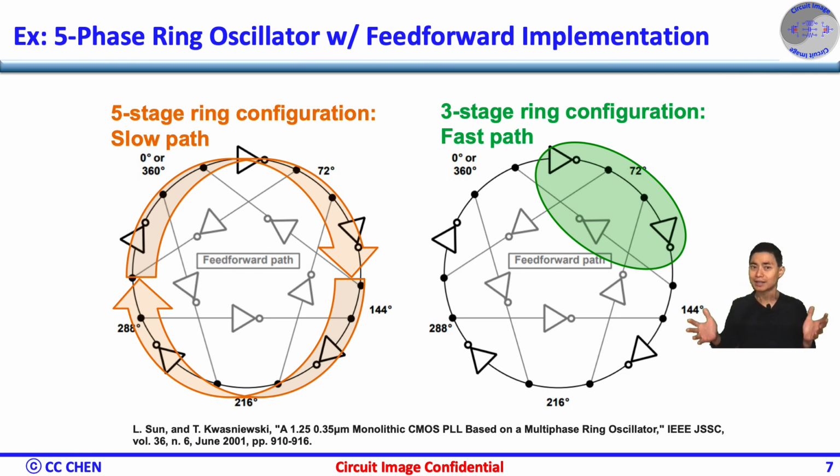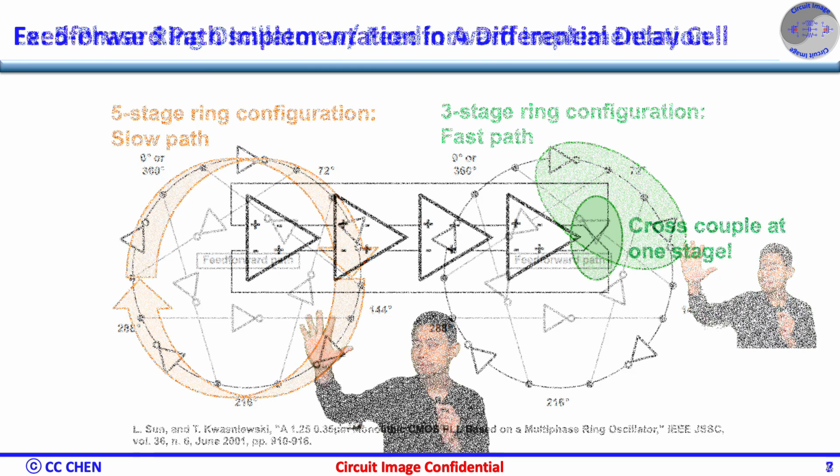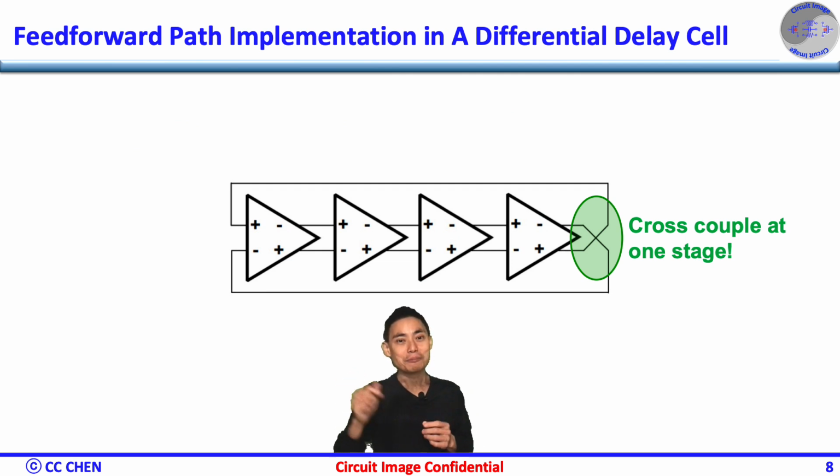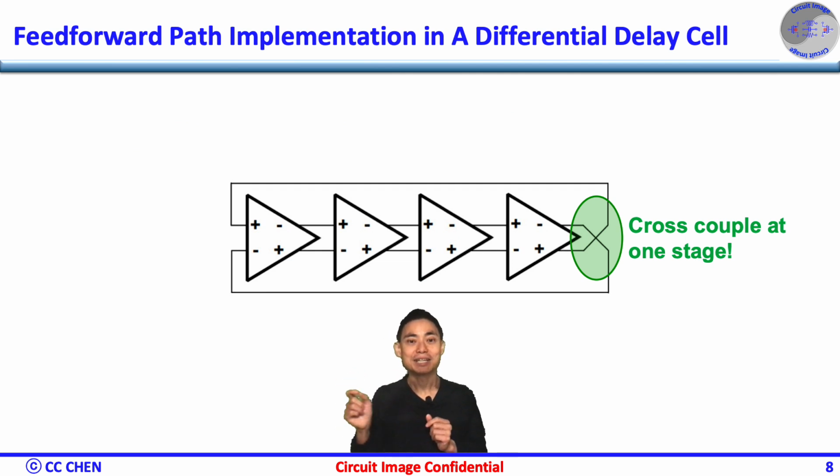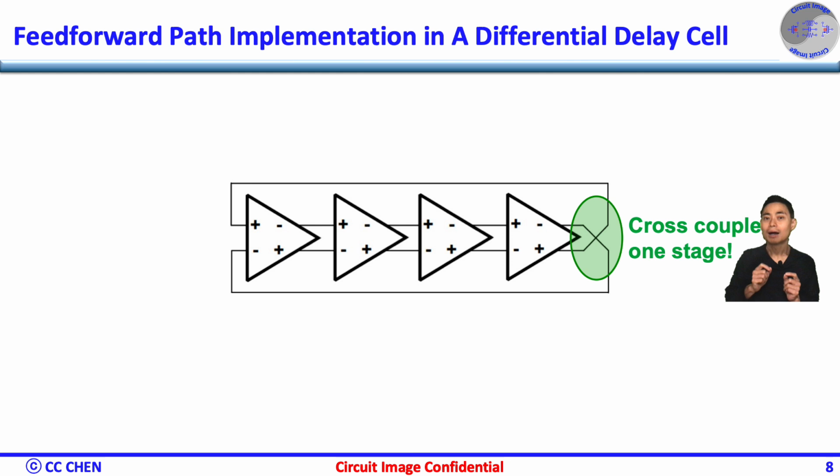How do we get an even number of output phases? Think about a differential delay cell image for 5 seconds. Correct. You can put a differential delay cell in a ring configuration, but revise one extra cross couple at one stage to satisfy the Barkhausen oscillation criterion.